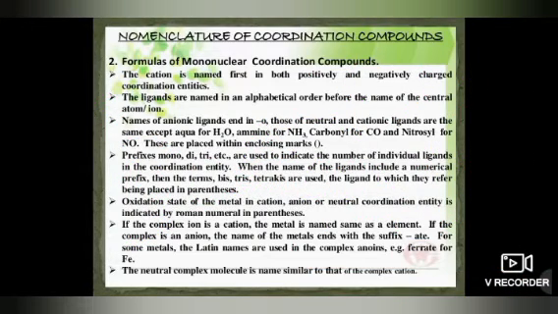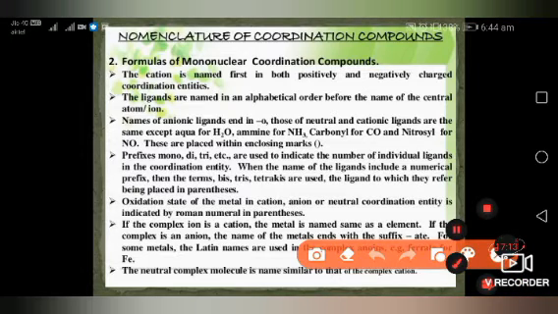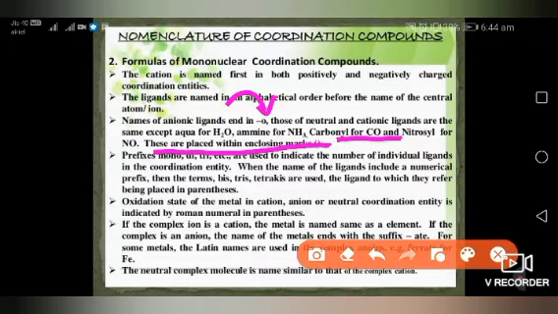Names of anionic ligands end in O, like chlorido. This is very important also. Those of neutral and cationic ligands are the same except aqua, because it is aqua, not aquo. Okay, ammine is ammine, carbonyl, nitrosyl for NO. These are placed within enclosing marks or brackets. Prefixes mono, di, tri are used to indicate the number of individual ligands in the coordination entity. When the name of the ligand includes a numerical prefix, then the terms bis, tris, tetrakis are used: bis for 2, tris for 3, tetrakis for 4, and the ligand to which they refer is placed in parentheses.